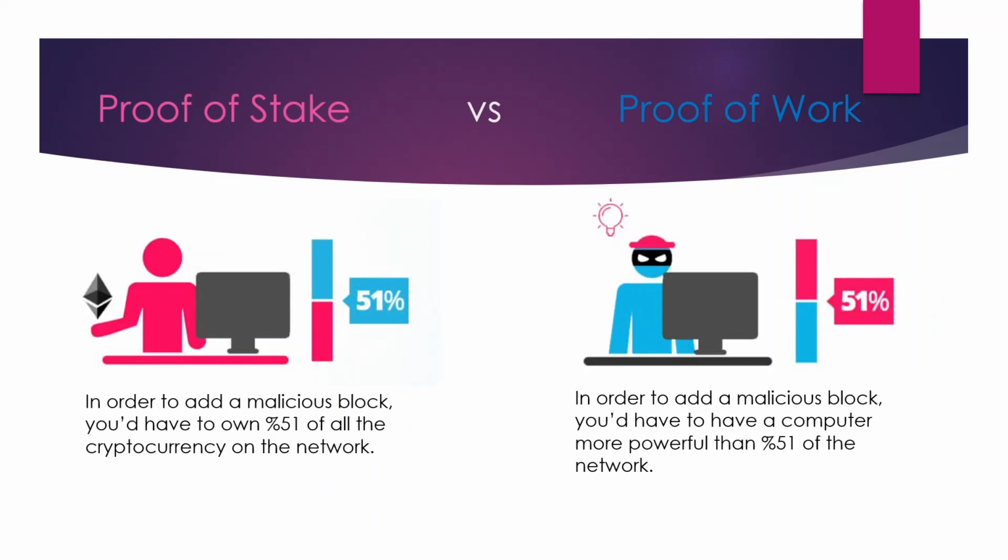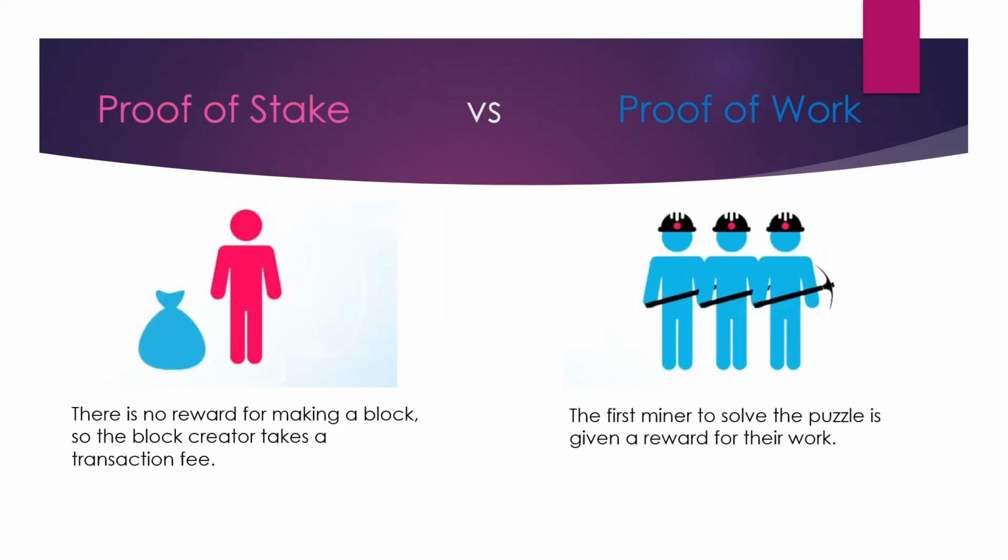On proof of stake, in order to add a malicious block, you would have to own 51% of all the cryptocurrency on the network. But on the proof of work, in order to add a malicious block, you would have to have a computer more powerful than 51% of the network. On proof of stake, there is no reward for making a block, so the block creator takes a transaction fee. But on the proof of work, the first miner to solve the puzzle is given a reward for their work.